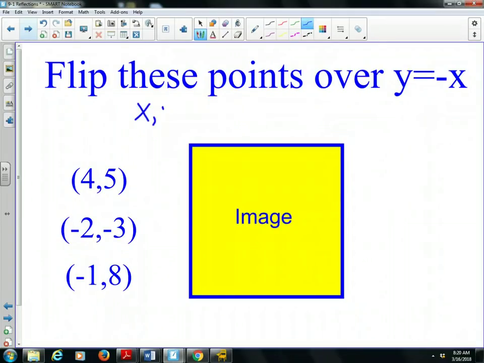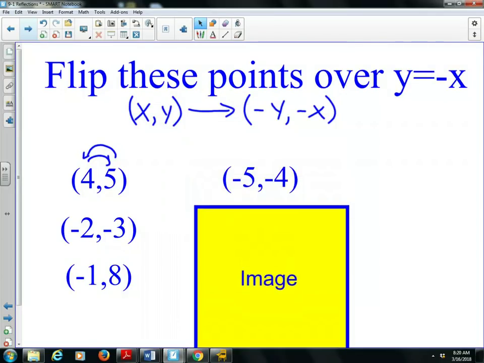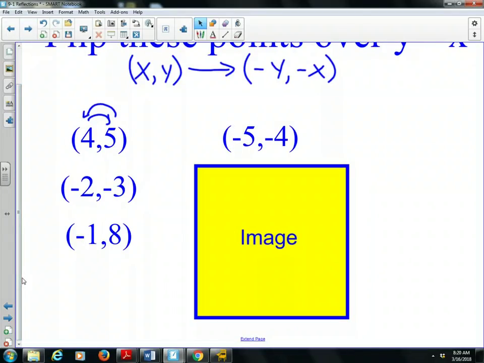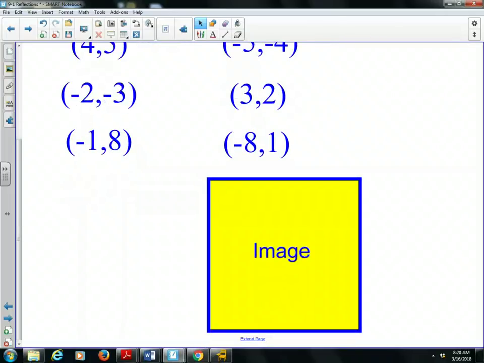So for every point x, y for our pre-image, the image turns into negative y, negative x. Pause the video, try that one. All right, you switch these 2 around, so 5, 4, but you also change their sign. So a negative 5, negative 4. For the next one, negative 2, negative 3, you switch the ordered pair and switch their sign, so it's a positive 3, positive 2. And now this one, negative 8, positive 1.